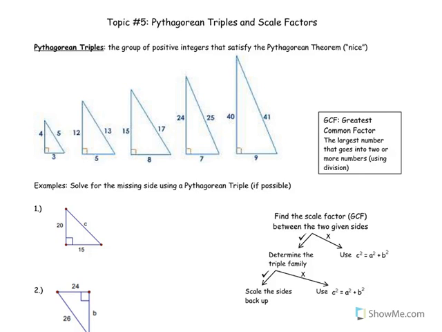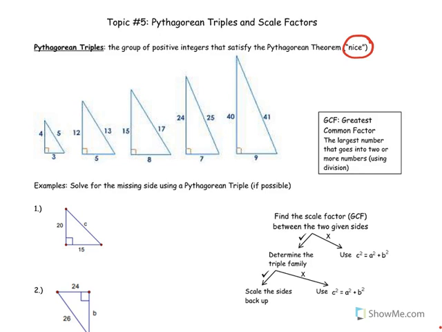So topics 5, 6, and 7 are going to be kind of shortcuts to find the missing sides of right triangles. First, on topic 5, we're going to talk about Pythagorean triples and scale factors. So what is a Pythagorean triple? It's a group of positive integers that satisfy the Pythagorean theorem. Basically, they're the nice problems with the Pythagorean theorem where we get nice answers that are whole numbers.